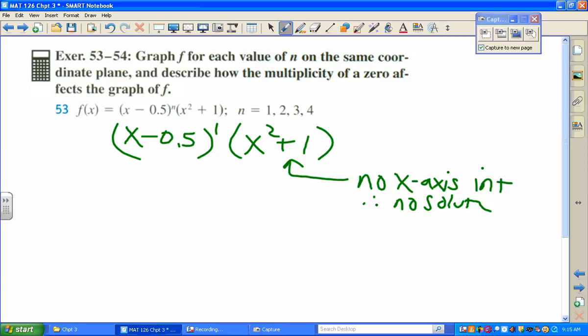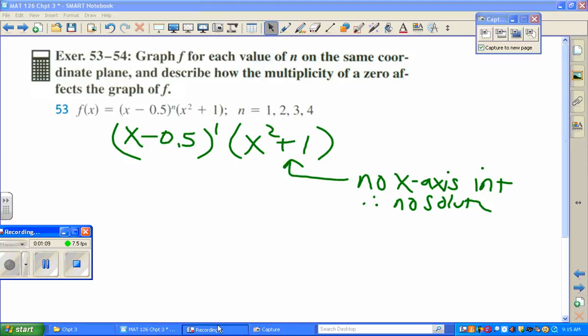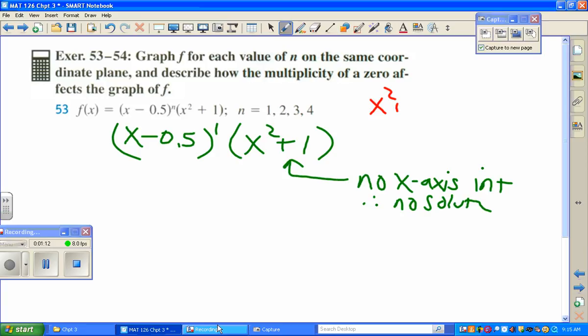If you look at Descartes' rule of signs and x squared plus 1, you can see there's no sign changes either way. So no positive, no negative, and they're both non-real, complex numbers. So on this one, if you have it to the first, and this is 1, what's going to happen at 0.5? Will it cross or will it be tangent? It'll cross. Yeah, it's a 1.